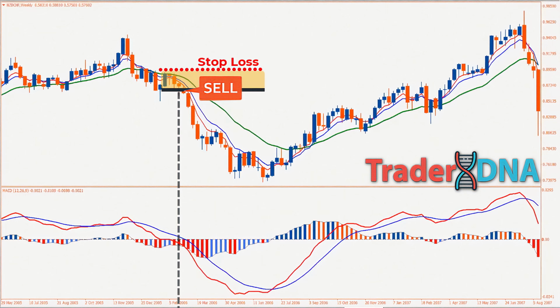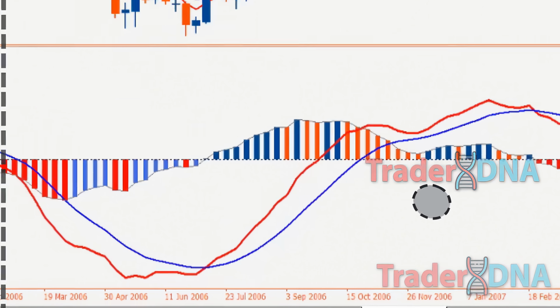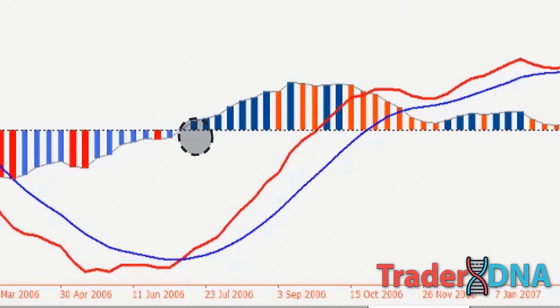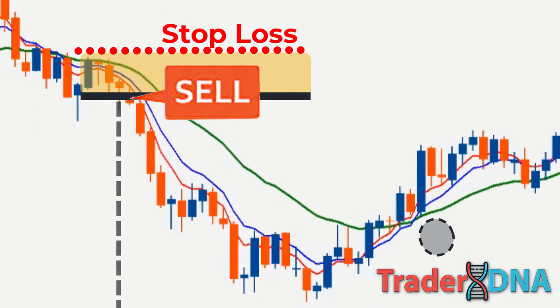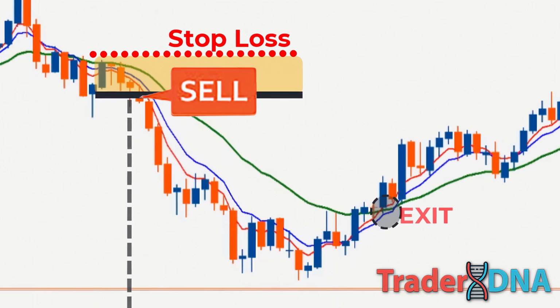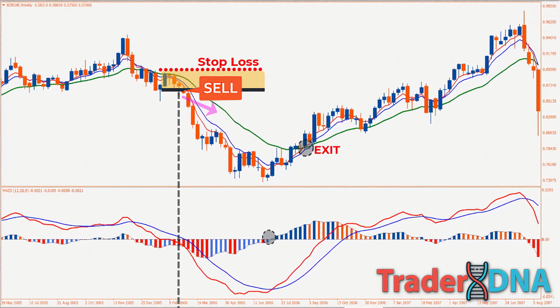Close the sell position when, first, MACD histogram bars appear above the middle line. Or second, the red 5 EMA line crosses above other EMA lines. This should be simple enough.